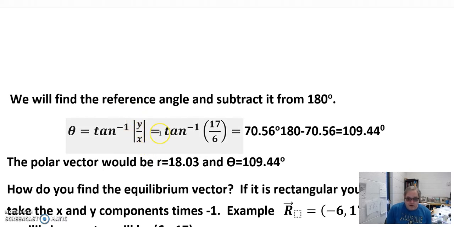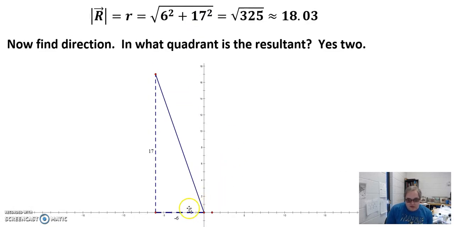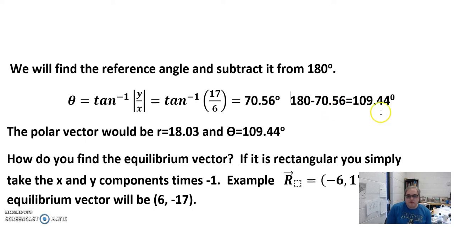You think about where it's at. In this case, 17 over 6. And there we go. I get the angle 70.56. This angle is the 70.56. The angle I want is that one. So I have to go 180 minus 70.56, which is 109.44 degrees. So my polar vector is 18.03 at an angle of 109.44 degrees.